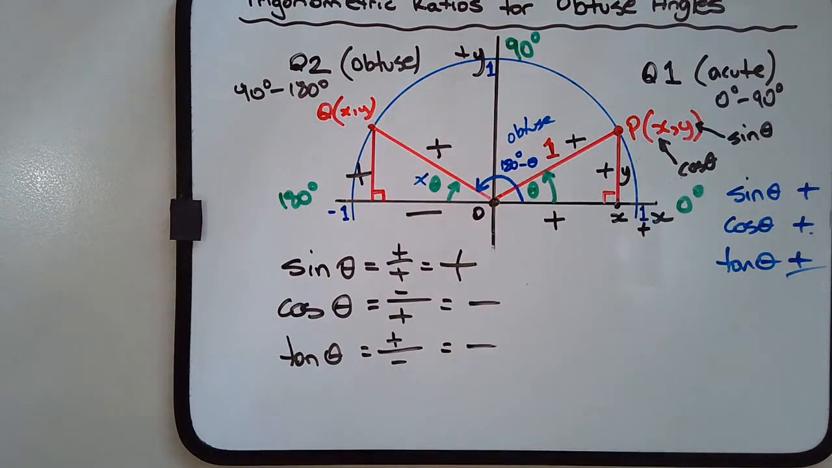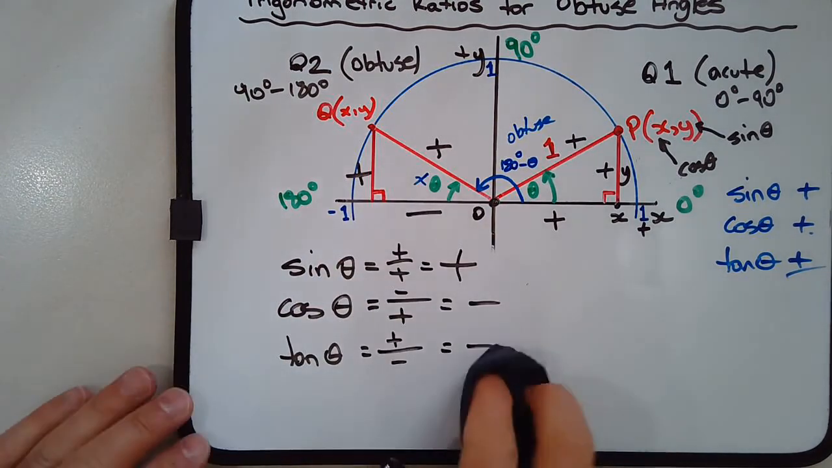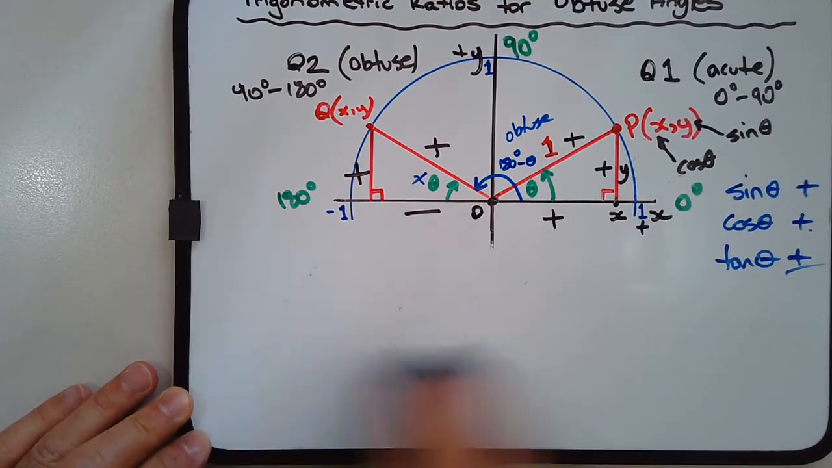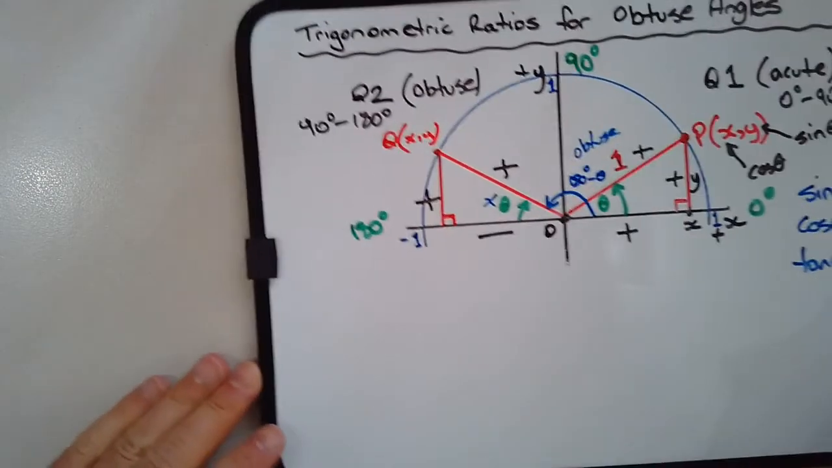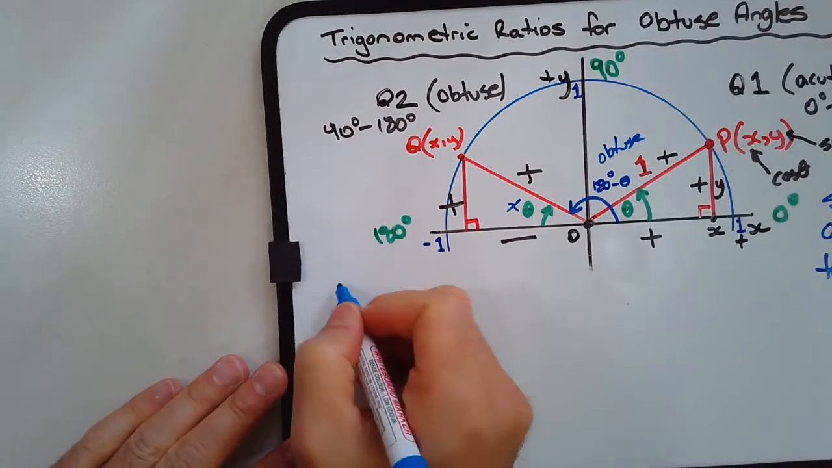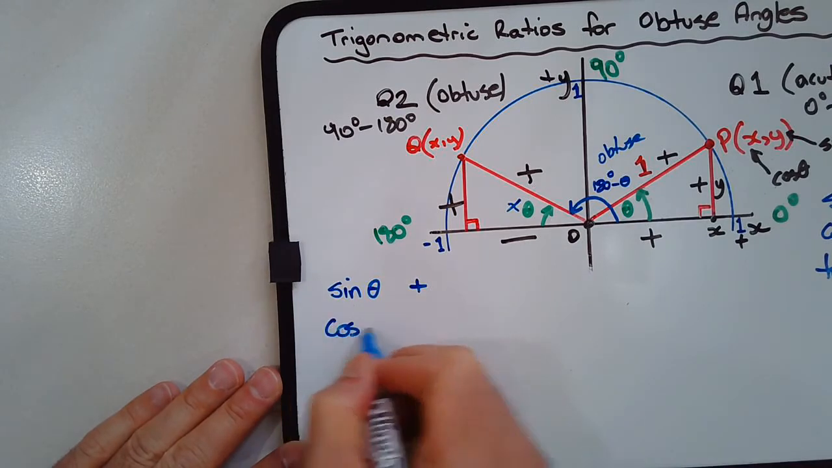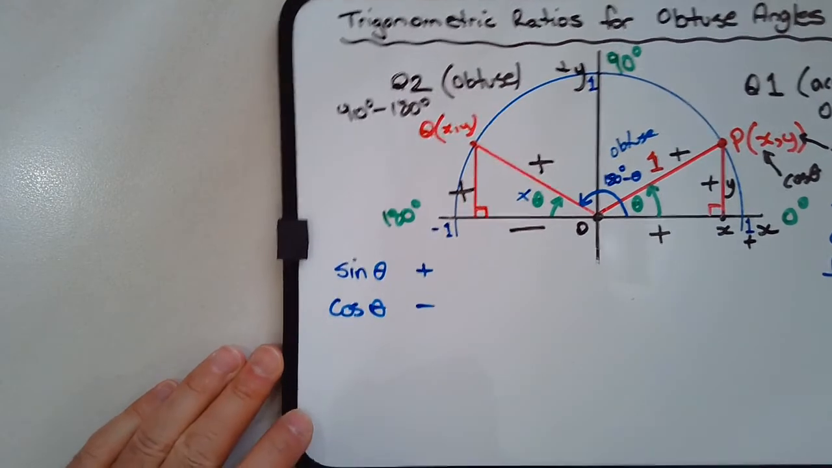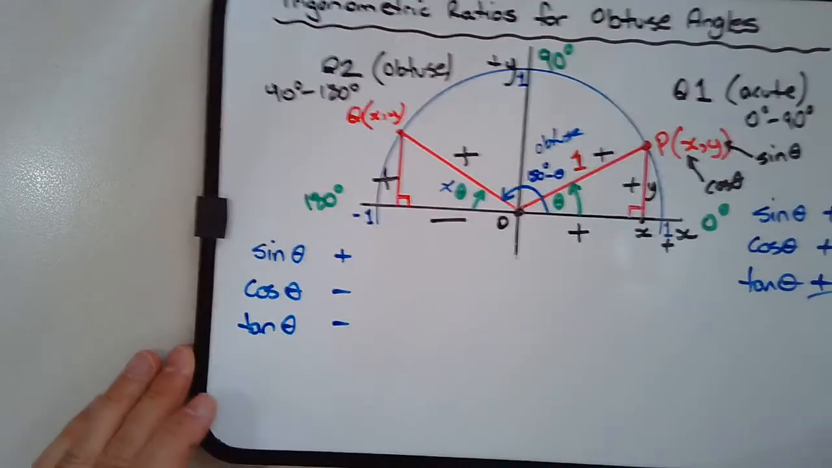Sine is positive in quadrant 2. Cosine and tangent are negative in quadrant 2. So I'll just summarize that on this side here, then we might look at some examples. So in quadrant 2, sine of theta is positive, cos of theta is negative, tan of theta is negative.